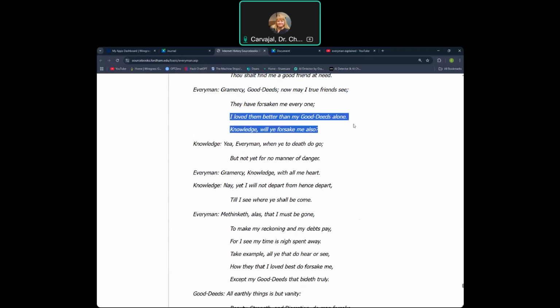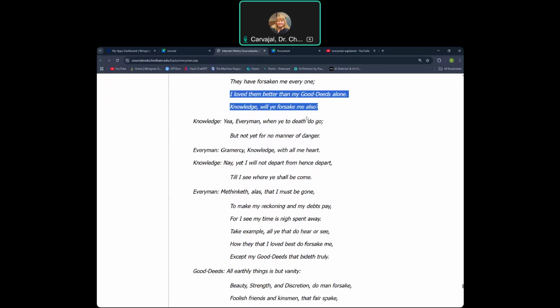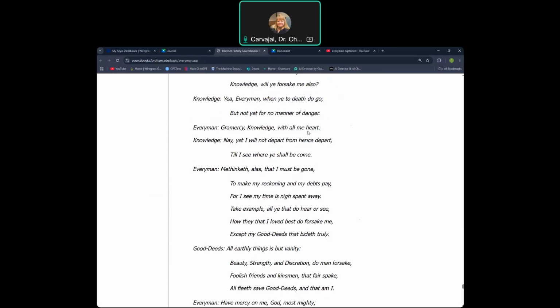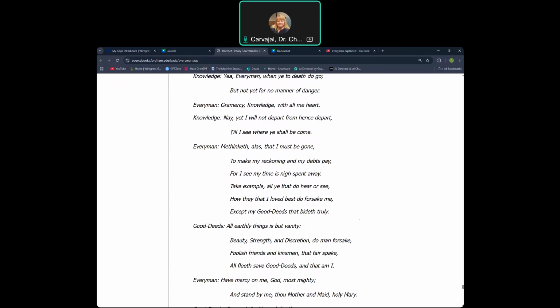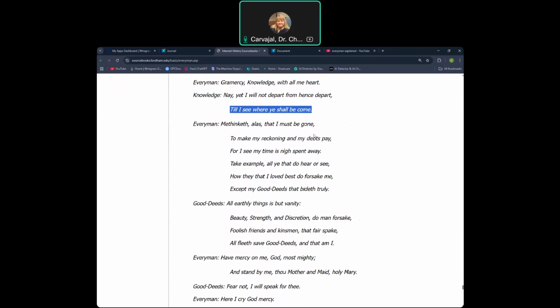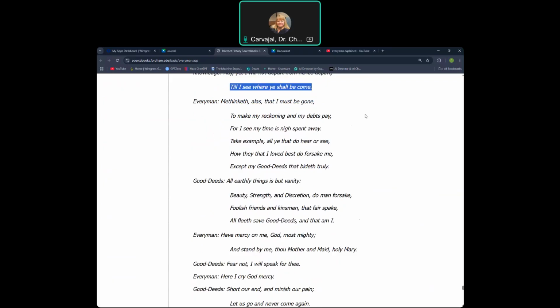"Knowledge, will ye forsake me also?" And she says, "Yeah, when ye to death do go," but not because of the danger. It's just because your brain dies. And it says, "I'm not going to leave until I see where ye shall become." And he goes, "Okay, then I must be gone to make my reckoning and my debts pay, for I see my time is nigh spent away."